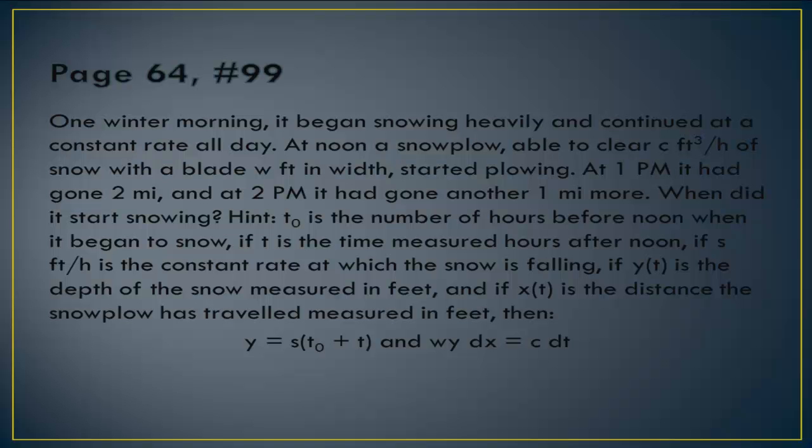If t is the time measured in hours after noon, if s feet per hour is the constant rate at which the snow is falling, if y(t) is the depth of the snow measured in feet, and if x(t) is the distance the snowplow has traveled measured in feet, then y equals s(t sub 0 plus t), and w y dx equals c dt. In order to solve this problem, we will look at what is given.